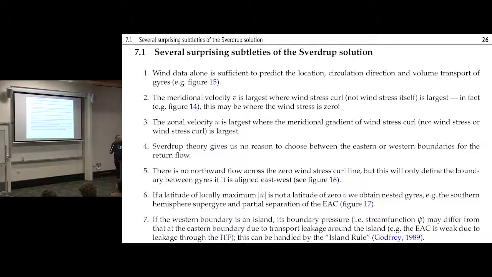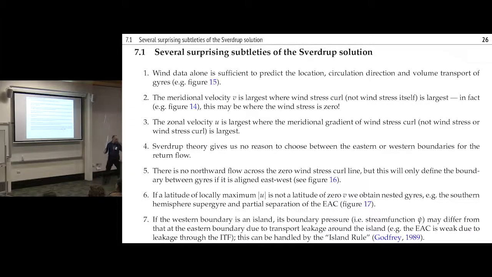But there's some interesting things. As I said, the meridional velocity is largest where the wind stress curl is largest. Not necessarily, and this may actually be a latitude of zero wind stress, where the wind isn't even blowing. And similarly, the zonal velocity is related in a fairly complicated way to the wind stress. We have no reason to choose eastern or western boundary currents. And there is no northward flow across the zero wind stress curl line.